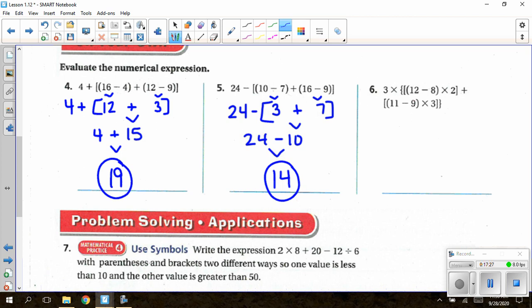So for number 6, they do have it stacked, and this would make it extremely difficult to follow along. So I am going to rewrite this so that it is easier to follow along in my work.